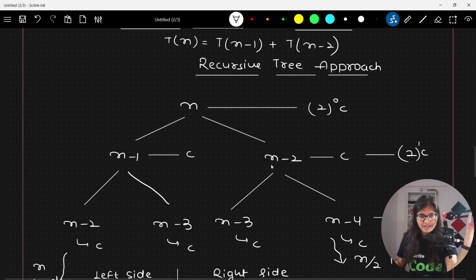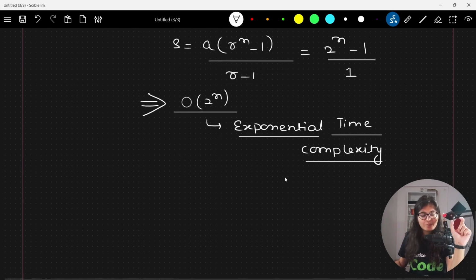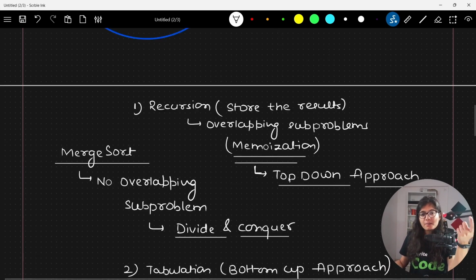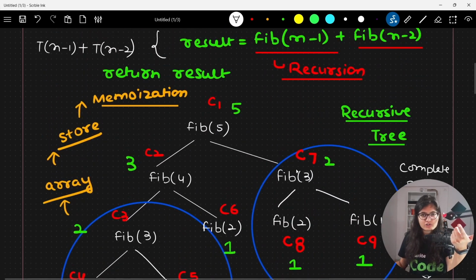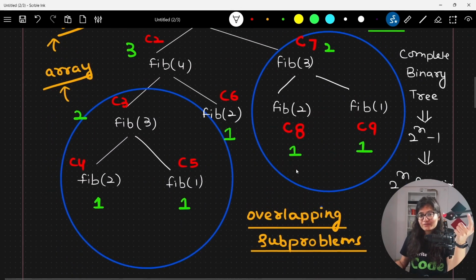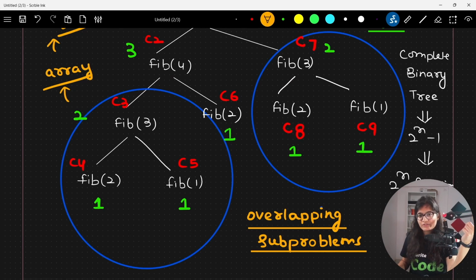Anyhow, I showed you both of the approaches. I have shown you how it is getting exponential time complexity by seeing the recursive tree approach, or by seeing the recursive tree itself. We know that a recursive tree always forms a CBT kind of structure. And we know the relationship between the number of levels and the number of nodes in case of a CBT.